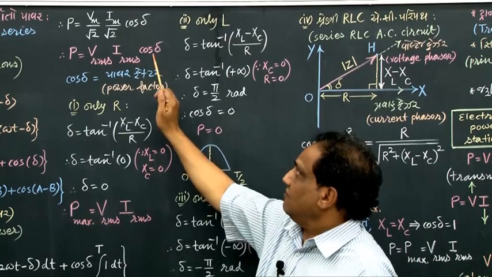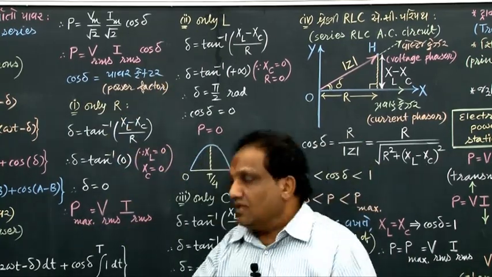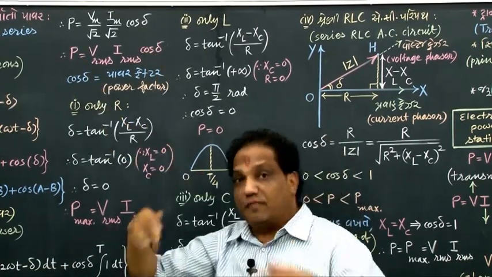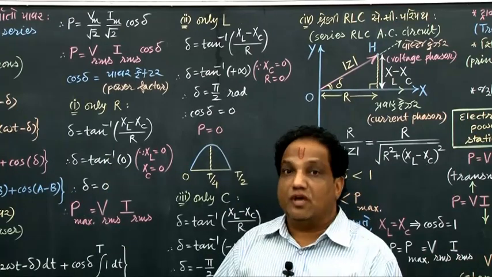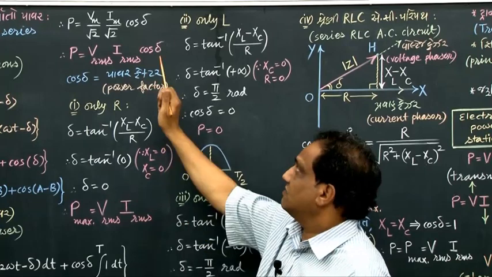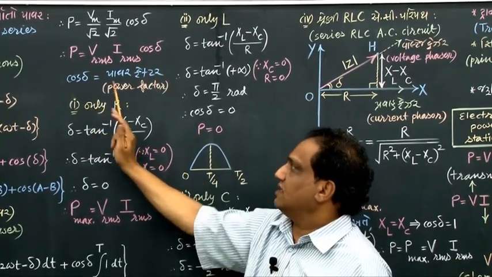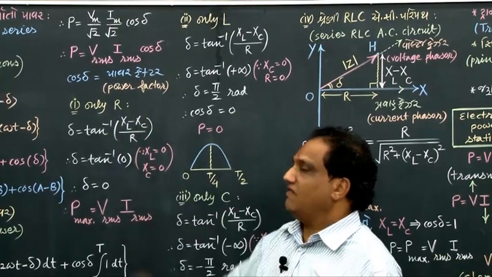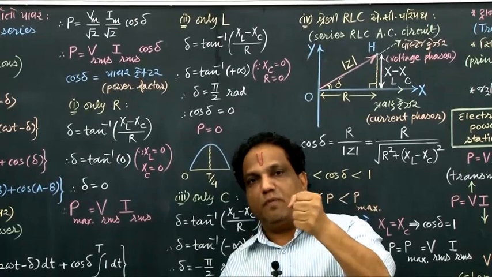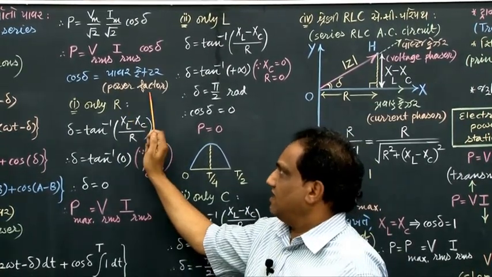Now if this cos delta is 0, then this power is 0. If cos delta is 1, meaning maximum, this power is maximum. So I mean to say value of power is governed, controlled by this factor. Which factor? Cos delta. That's why that factor is known as power factor, by the value of which the value of power is governed, controlled. That's why we call it power factor.